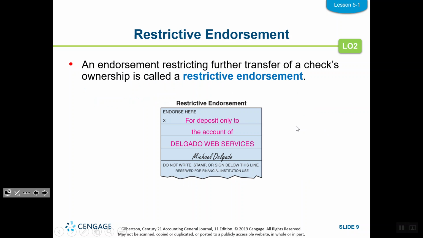The third is restrictive. The endorsement restricting further transfer of the check's ownership. So the only thing that can be done is what's written on the check. So in this case, it says for deposit only to the account of Delgado Web Services, and then Mr. Delgado signed his name. I do mine a little bit differently. I put for deposit only to, and I write the account number. I don't put to the account of Morgan Daniels.